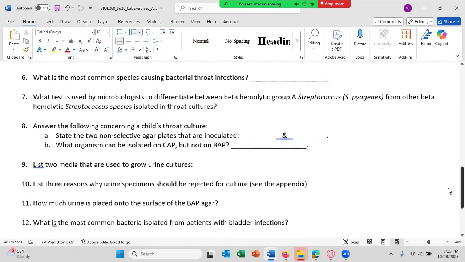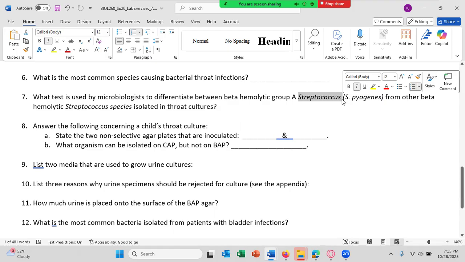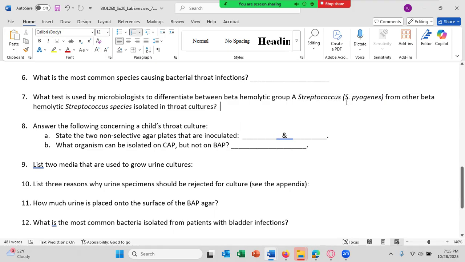7, what test is used by microbiologists to differentiate between beta hemolytic group A Streptococcus, meaning Streptococcus pyogenes, from other beta hemolytic Streptococcus species isolated in a throat culture? And note, this is a little different than the lab module because we already are given it's beta hemolytic and that it is a member of the Streptococcus family. And that's why you only need 1 more test to distinguish between Streptococcus pyogenes and another beta hemolytic Streptococcus species.